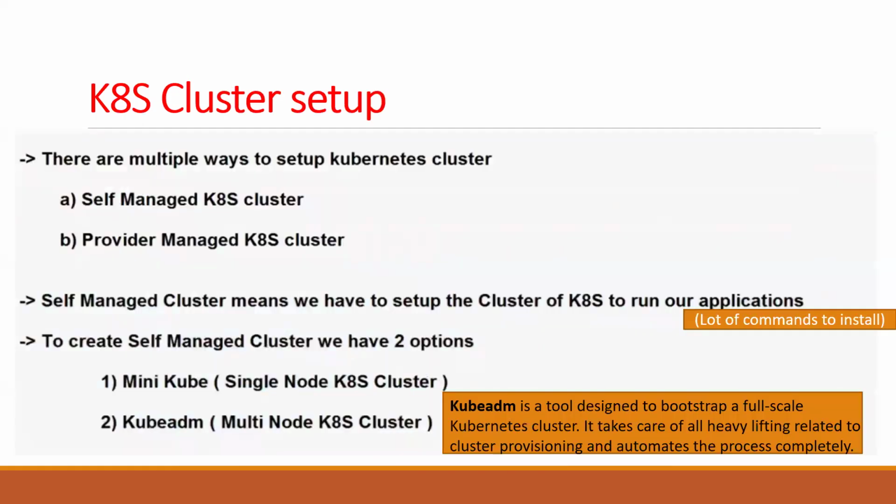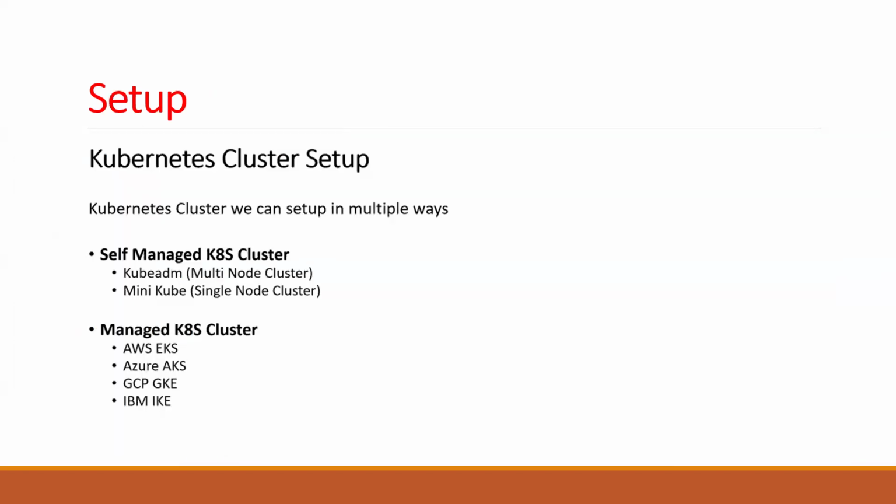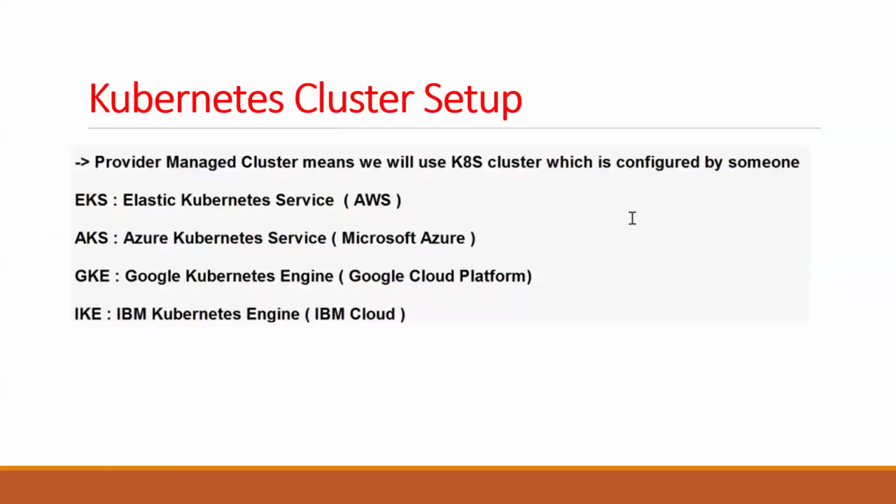Okay. So Kubernetes setup, I already told you. Kubernetes can be set up in multiple ways: self-managed and managed Kubernetes cluster. AWS EKS, Azure AKS, GCP GKE, IBM IKE. A provider managed cluster means we use a Kubernetes cluster which is configured by someone else: EKS, Elastic Kubernetes Service, AKS, Azure Kubernetes Service, GKE, Google Kubernetes Engine, and IKE, IBM Kubernetes Engine.